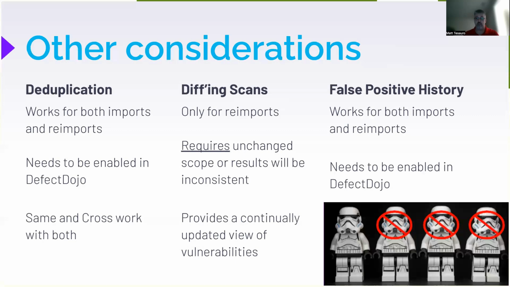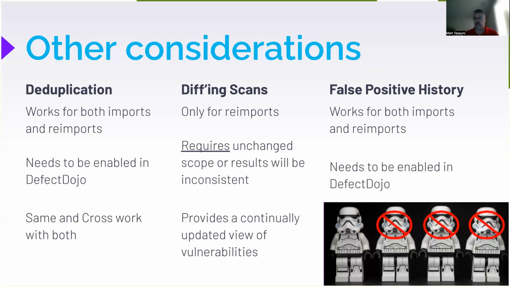Like I mentioned, your scope can't change here. And what this allows you to do is have a continually updated view of what those vulnerabilities are. That's really where the key difference between re-import and deduplication is: deduplication works across anything. Re-import gives you that updated view of, right now, as of the last time we looked at this thing, these are the active open issues with it.